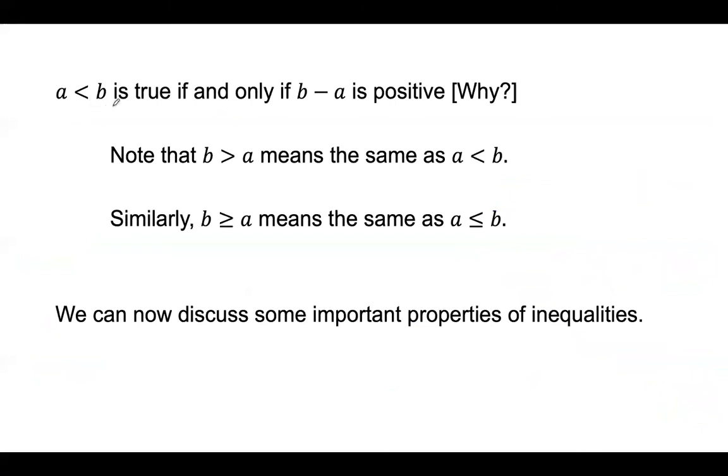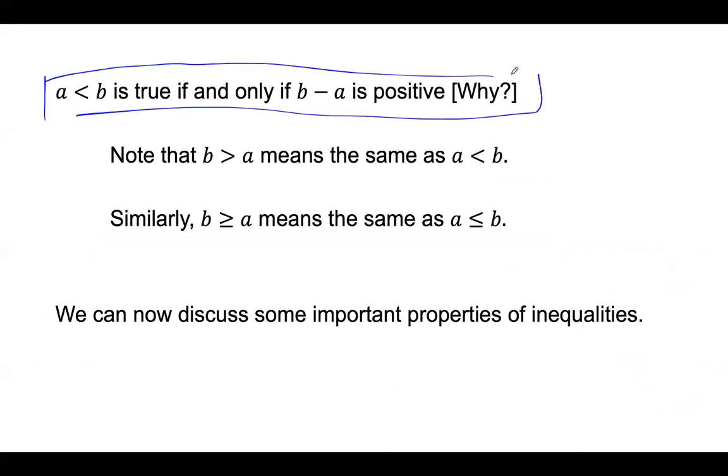A is less than B is true if and only if B minus A is positive. I'll let you think about this yourself. Note that B is greater than A means the same as A is less than B. Also, B is greater than or equal to A means the same as A is less than or equal to B. So they mean the same thing. You can switch them around.